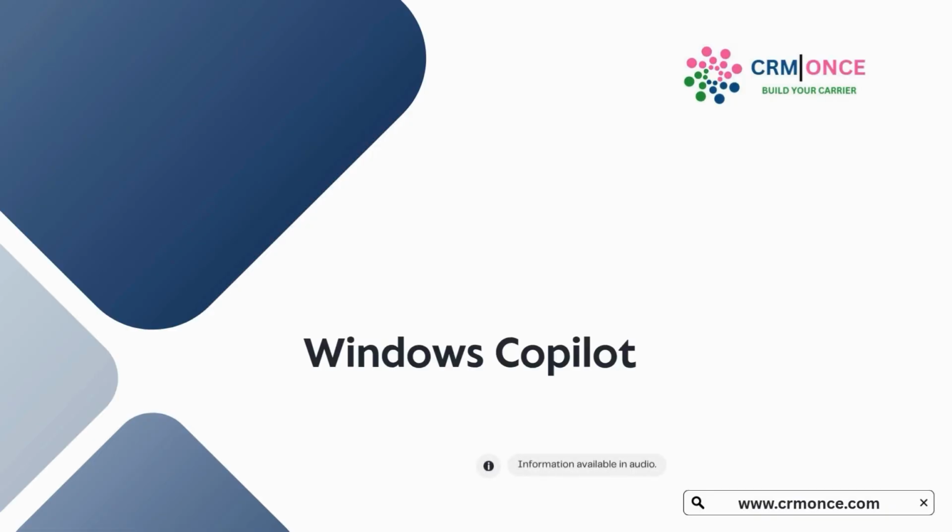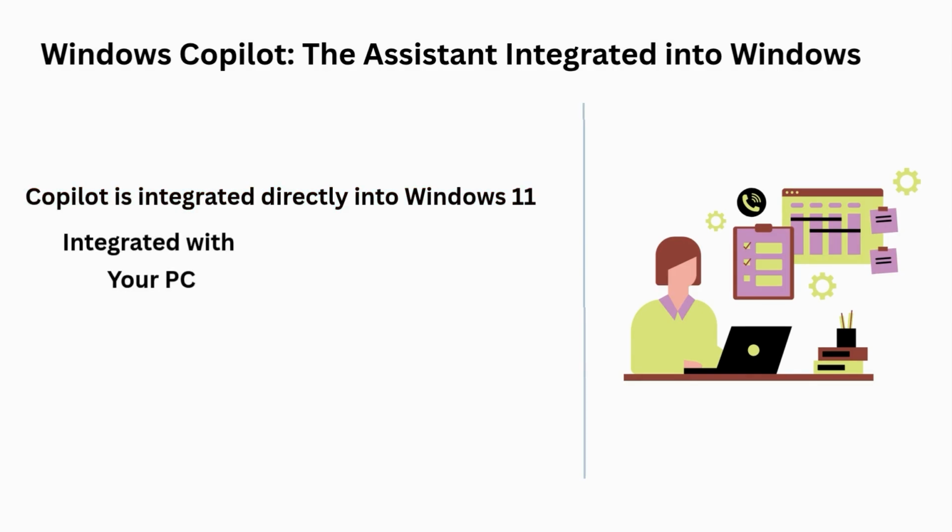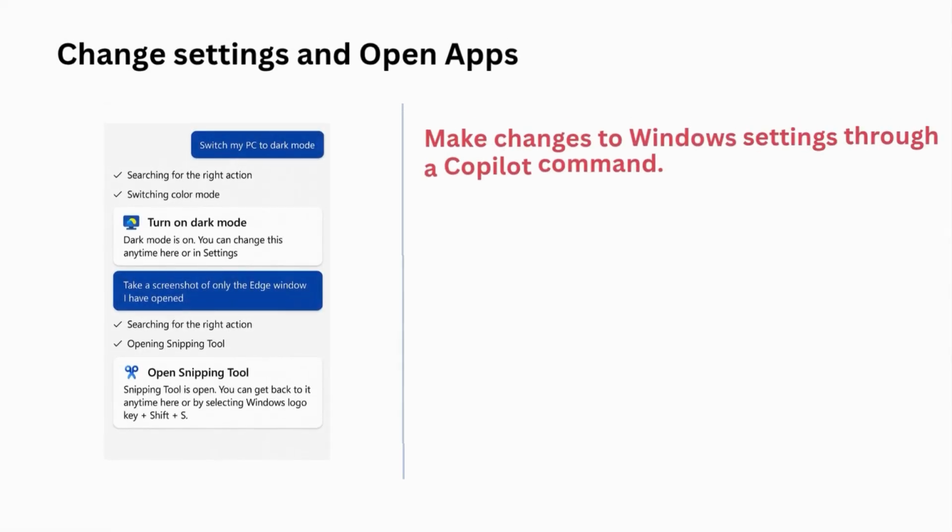Next, we're going to discuss the Windows Copilot overview. Windows Copilot is a built-in feature available directly in Windows 11, designed to provide intelligent assistance by integrating system functionality with Bing Chat and third-party plugins. Key features of Windows Copilot.